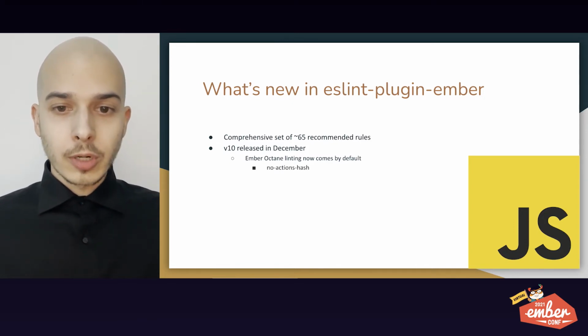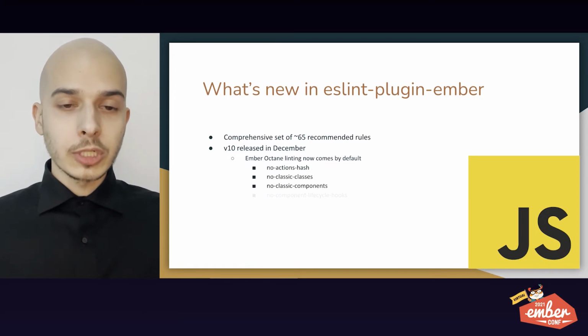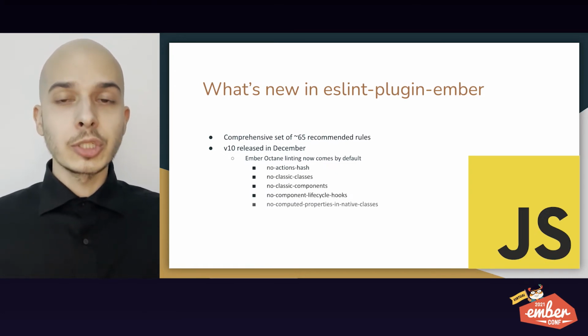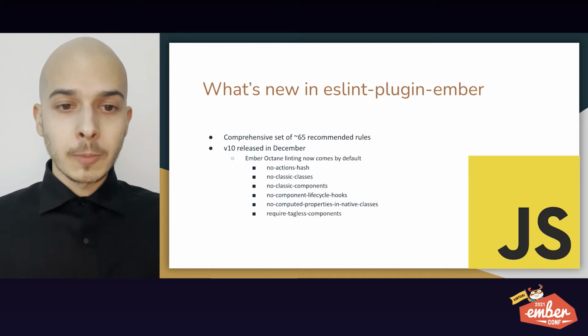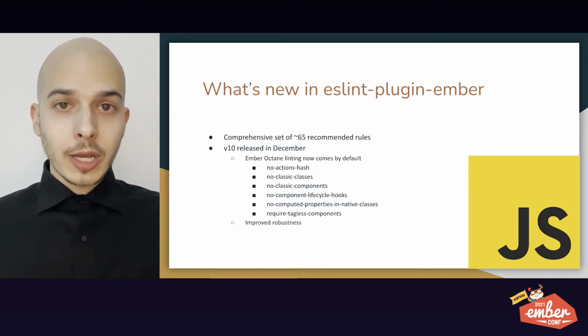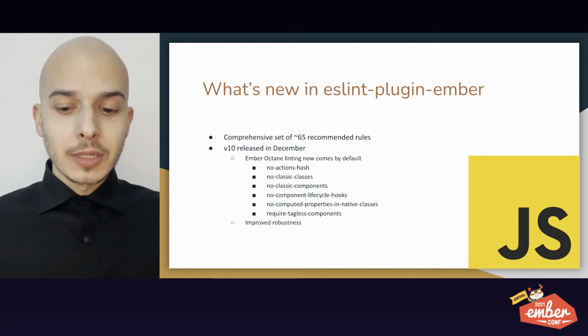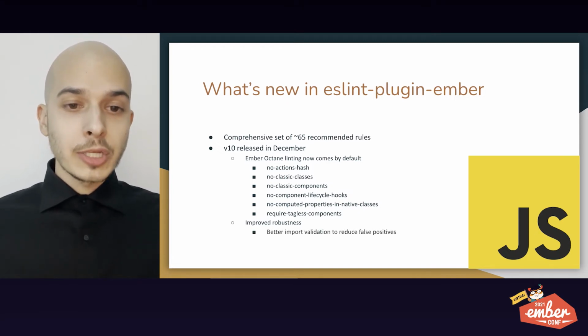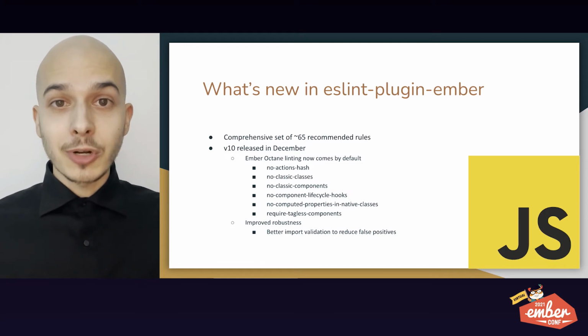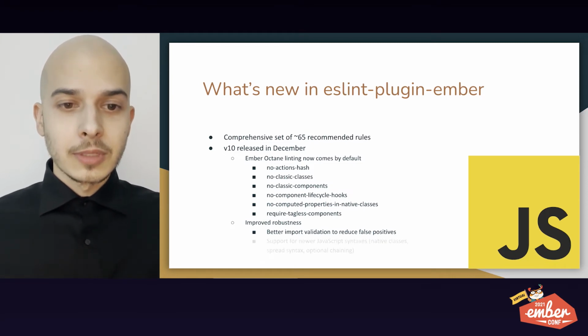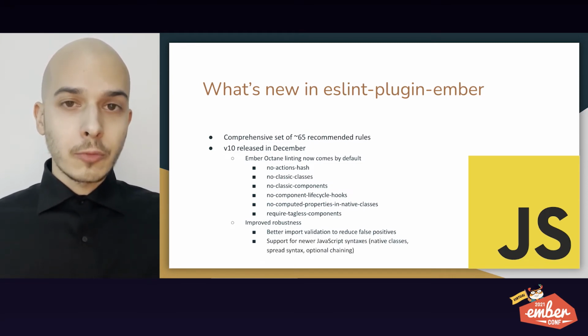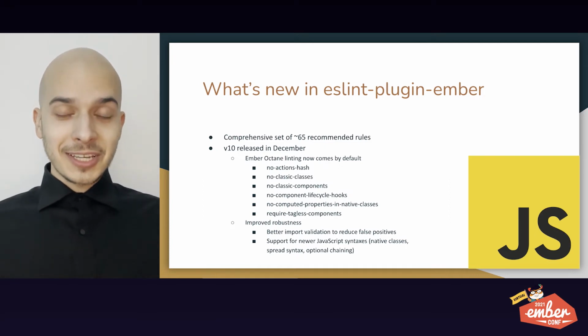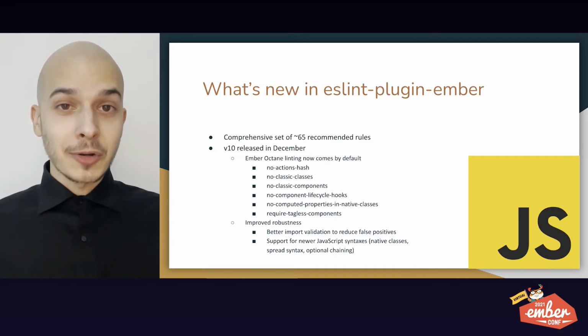As we saw earlier, there are rules for things like encouraging Glimmer components, native classes, and track properties, and we've also had a focus on robustness in recent versions of this plugin. We always want to minimize false positives so that developers can trust the linter. And finally, we've updated our rules to support all the exciting new JavaScript syntaxes that have come out in recent years.